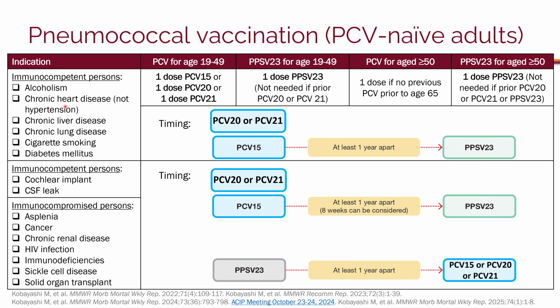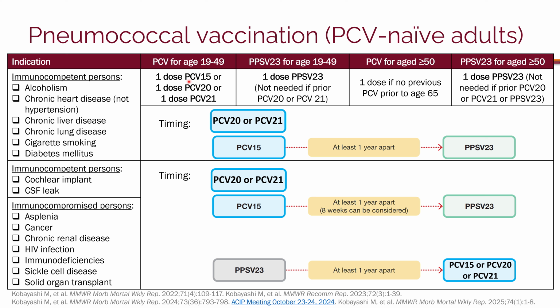Next is chronic heart disease, and this is things like coronary heart disease or heart failure but not hypertension, chronic liver disease such as cirrhosis, chronic lung disease such as COPD, cigarette smoking, and diabetes mellitus. So for this group of people who have risk factors but are considered immunocompetent, it is recommended to get a dose of PCV before age 50. So sometime between age 19 to 49, they need to get 1 dose of any of these. So it could be PCV 15, 20, or 21.